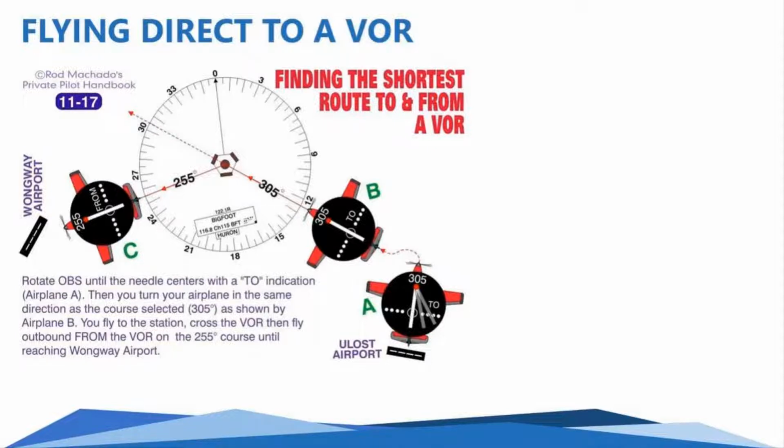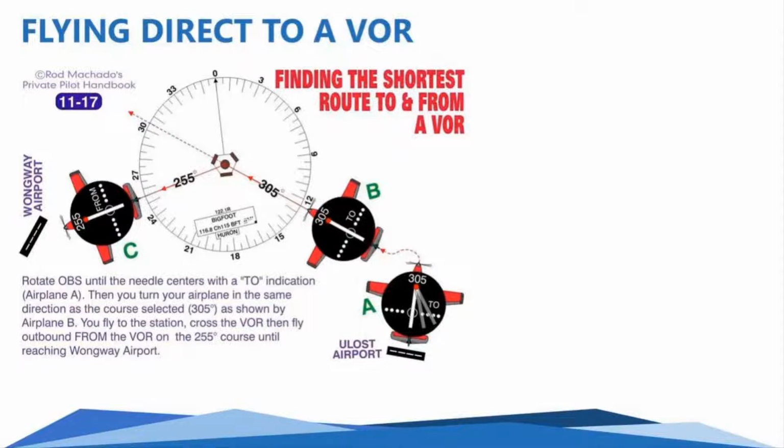Number 3, whatever that number is at the top that allowed the CDI to be centered, that is the number that you're going to turn to. So you're basically going to turn to the heading, the initial heading if you want, and we find that at the top of the VOR because that's what is set.